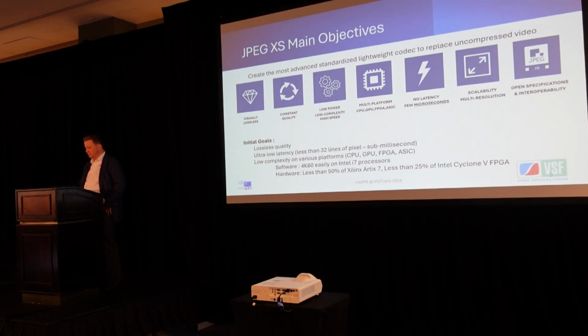and then low complexity. So here are a couple of data points of what was implemented. On the software side, you could easily do 4K 60 on an Intel i7 processor. On hardware, if you're not familiar with these families, the Artix 7 is sort of the smallest end of the Xilinx range, and Cyclone 5 was the smallest end of the Intel range, and it was less than 50% of an Artix 7 and 25% of a Cyclone 5. So the whole goal was to make sure it was very small on an FPGA as well.